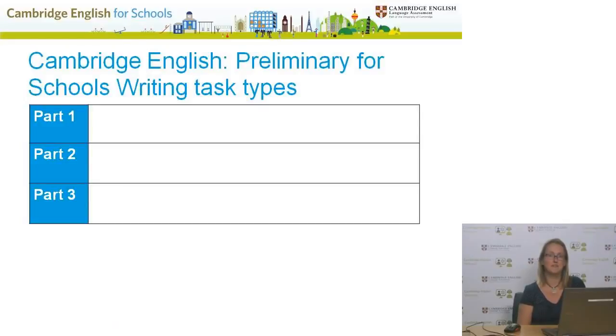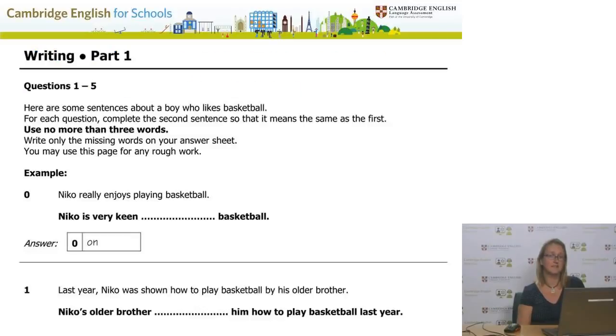The writing section of paper 1 has 3 parts. It's important to remember that the 3 writing tasks are worth as many marks in total as the 5 reading tasks. The writing test carries 25% of the marks for the whole exam. In part 1 of the writing test, there are 5 sentence transformations. Now let's take a quick look at a sentence transformation from the exam.